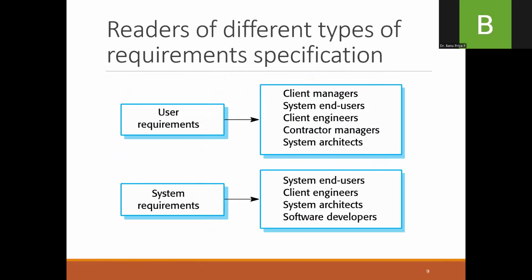If you see user requirements, it is the client who is just getting it. It is between the system and the end users, client managers, client engineers, contractor managers, and system architects. System requirements are between system end users, client engineers, system architects, and software developers.